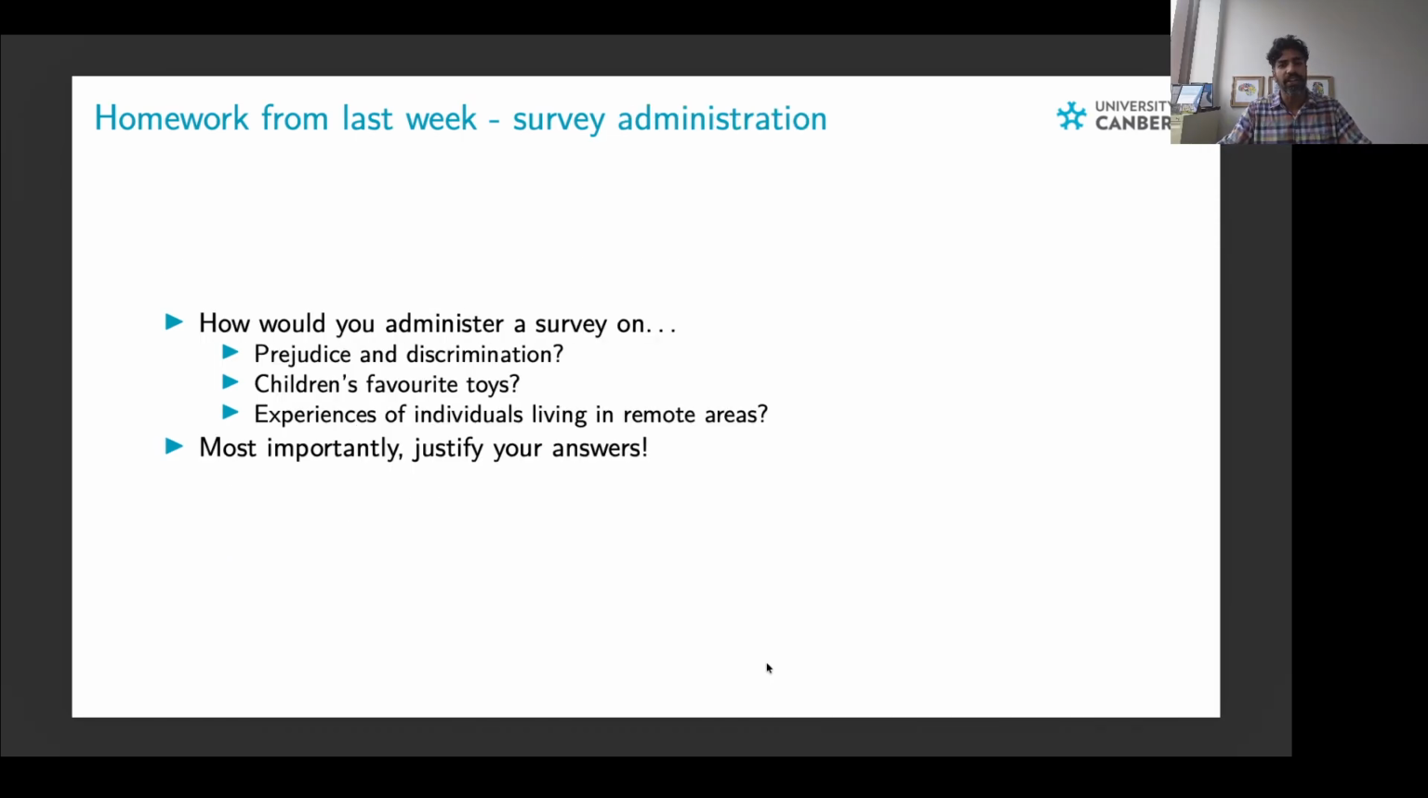And so I also wanted you to think a bit about how you would administer a survey on, say, prejudice and discrimination, right? So in what ways would you be administering that survey? Would it be interview administered, or would it be self-administered? And hopefully here, the guiding principle you're thinking of is the sensitivity of the responses that someone is providing here. So for prejudice and discrimination, maybe if it was interview administered, the respondent would be less likely to give you their true responses in relation to that content.